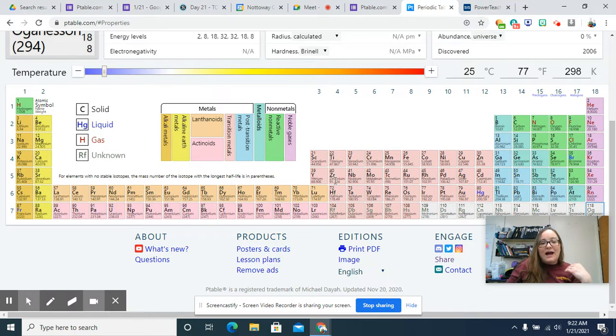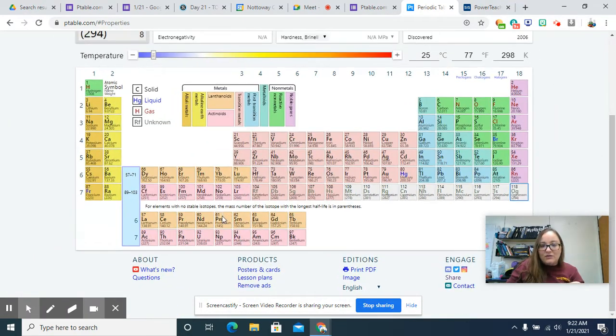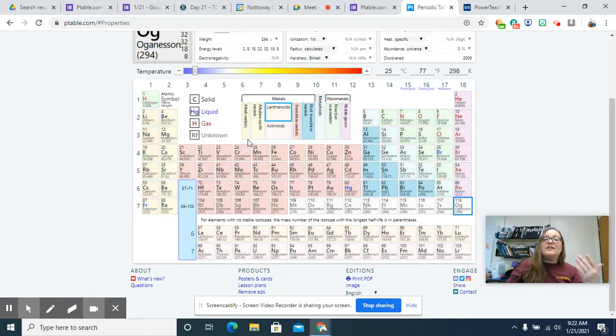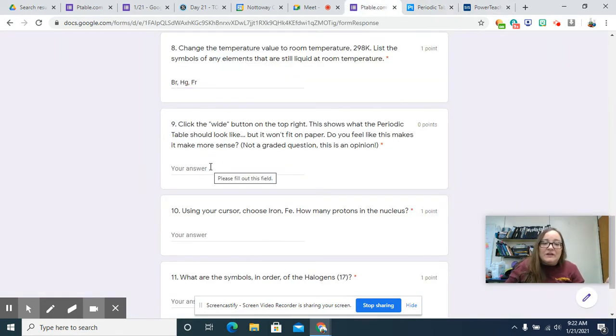So that's why the 2 rows are taken out and put underneath so that now it will fit neatly in a textbook, on a poster, in a piece of paper. So for this question, I just want you to tell me, do you feel like it makes more sense in the wide version or do you not? You don't have to say, it's opinion. So no matter what you say, it won't be wrong.